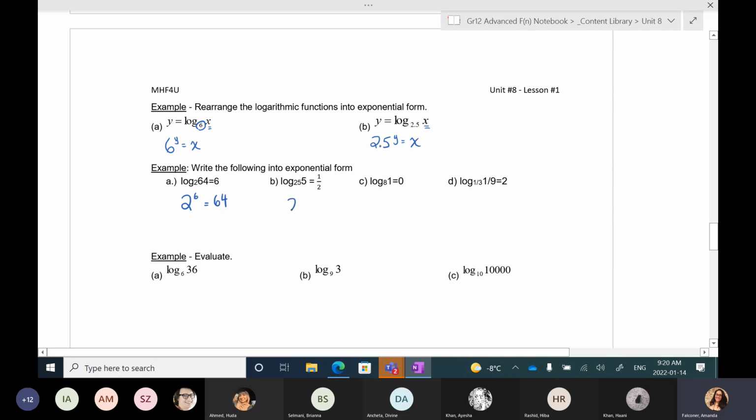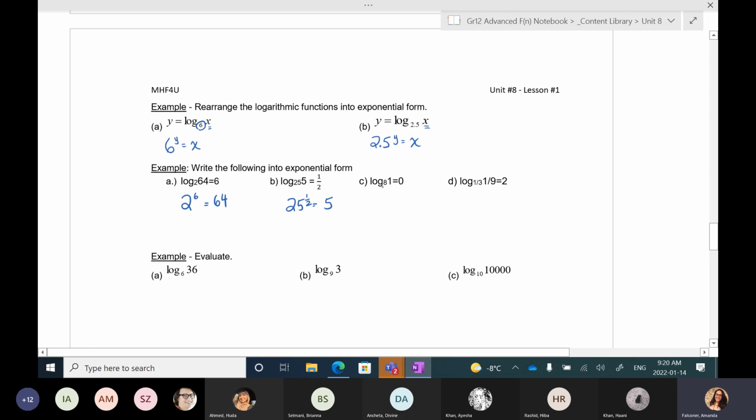So 25 is my base. The argument becomes the answer. So this is 25 to the half equals 5. For both of these there's no unknown, but we can double check using our calculators or just our general knowledge. Is 2 to the 6, 64? Is 25 to the half 5? Yes and yes.